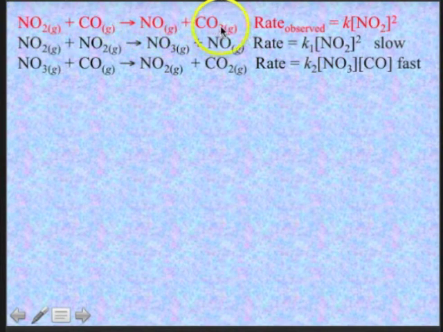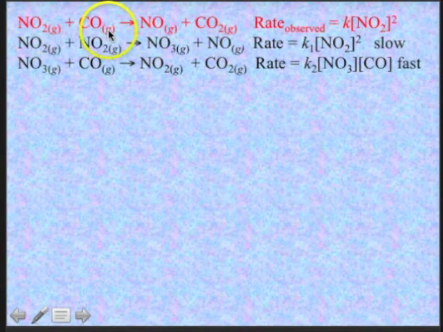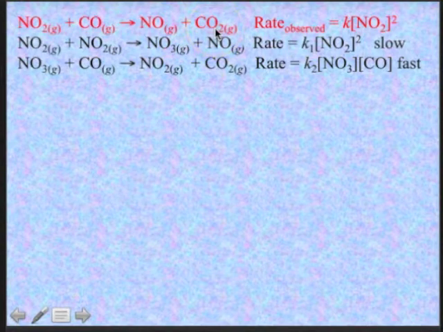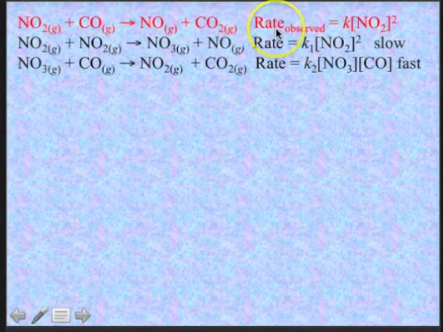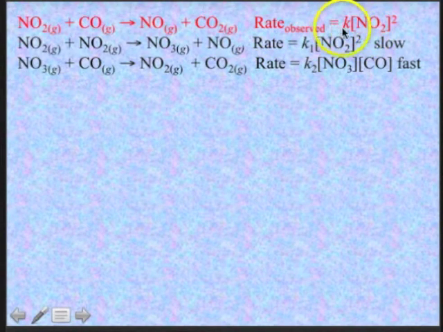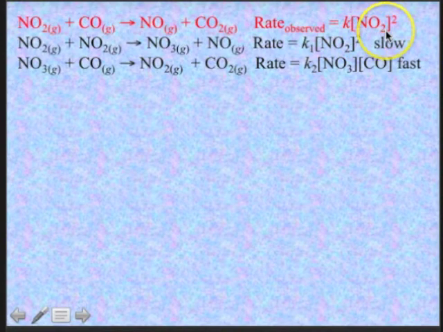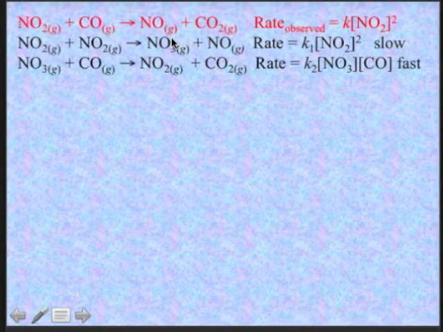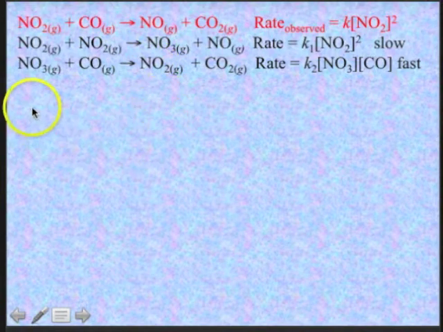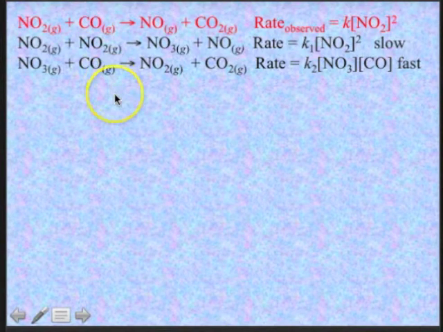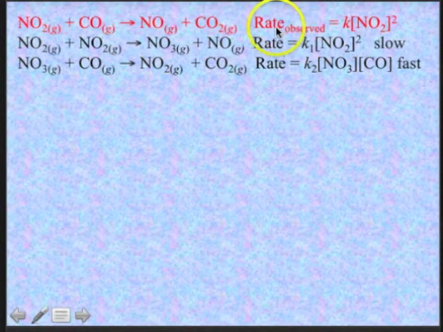Now, recall, this is the overall reaction: NO2 plus CO yields NO plus CO2. And you go into a laboratory and you do the kinetic studies and you find out that the observed rate equals a second order reaction, second order in NO2. So you go back and you think and you scratch your head and you come up with elementary reactions that will add up to give the overall reaction and hopefully will sustain the observed rate law.